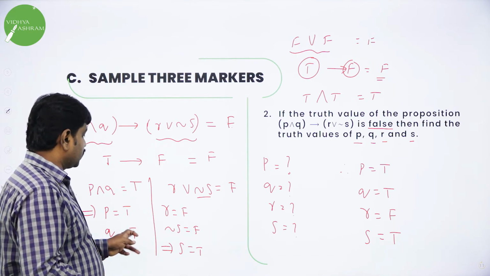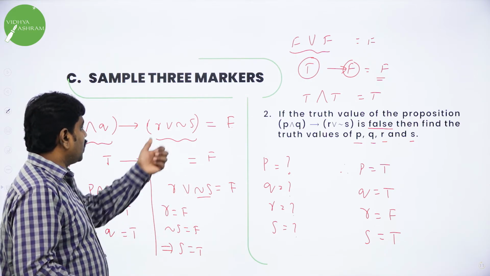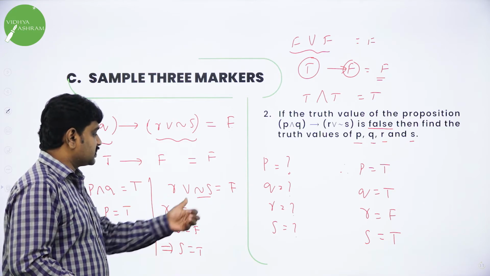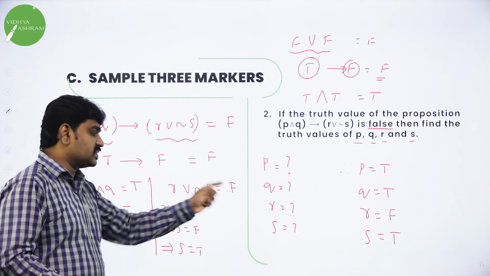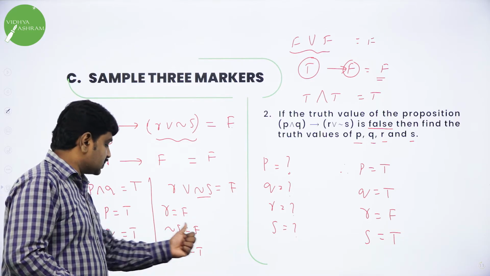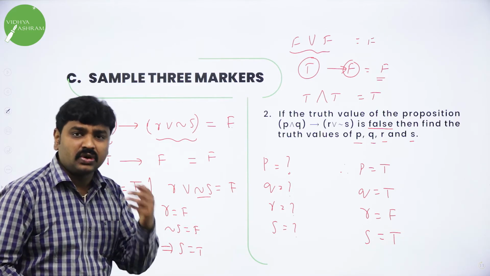So P is true and Q is true. So we got two values. And R not S is false means the first one has to be false and the second one also has to be false. Then only the result will be false. We got the result false, so both should be false. R is false and not S is false. Not S is false means S is also false.